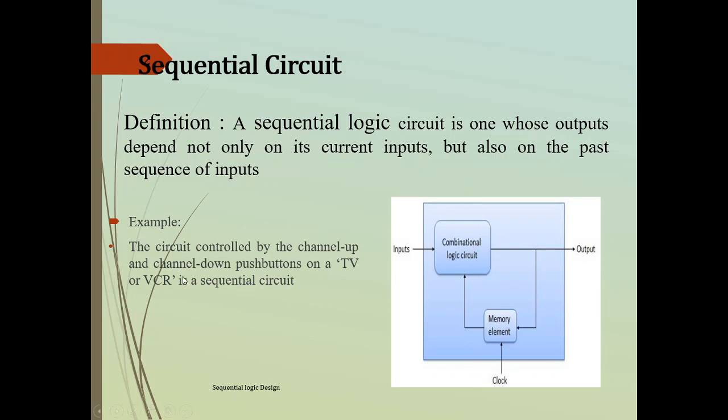A real example: the circuit controlled by a channel up and channel down push button on a TV or VCR is a sequential circuit.